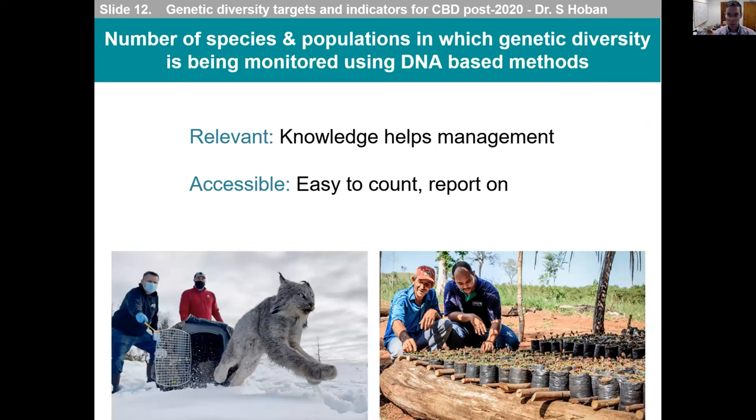Again, we know it's not possible in all countries at present, but when possible, monitoring priority species populations directly with DNA-based methods can provide knowledge for management. Such knowledge can inform when and how to do translocations and when and how to reintroduce or plant trees. This is a fairly easy to report on indicator as it is just the count of such species that have this kind of monitoring available.